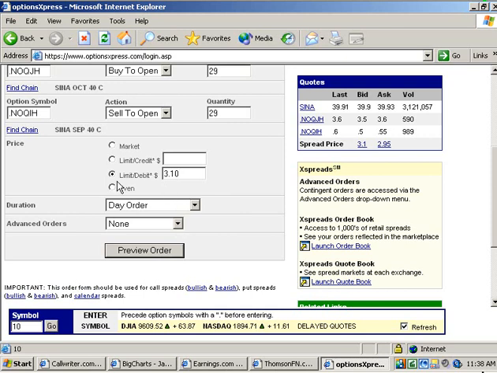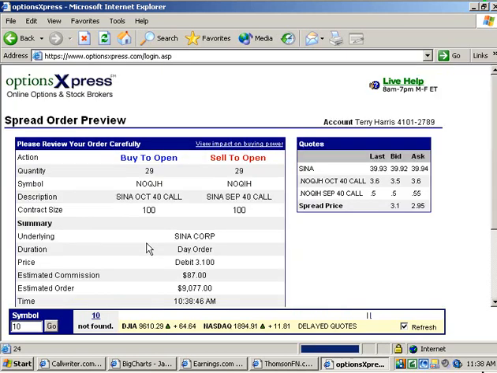Always remember, on a calendar spread, always do a limit debit, because a calendar spread is a debit spread. So never do a limit credit on a calendar spread. Always do a limit debit on a calendar spread. So let's go ahead and hit the execution button.